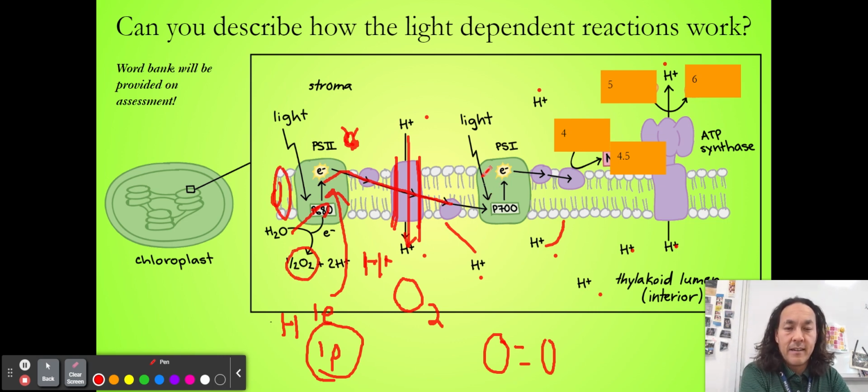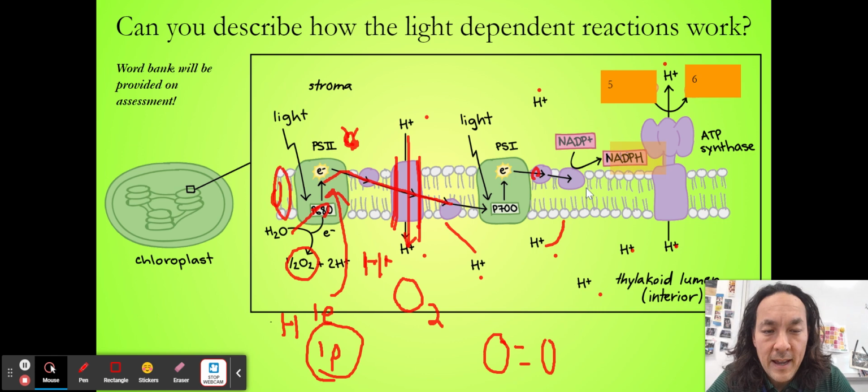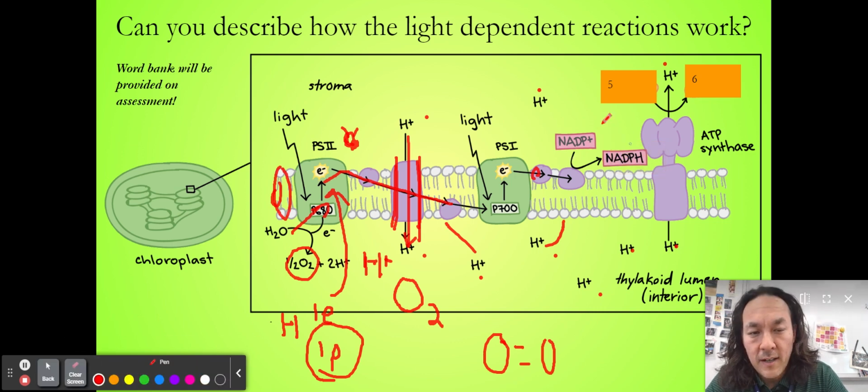The electrons at photosystem 1 are excited again. They get another bolt of energy from light, and they go on another electron transport chain to an enzyme that's going to add them to NADP+. So let me draw out NADP+.